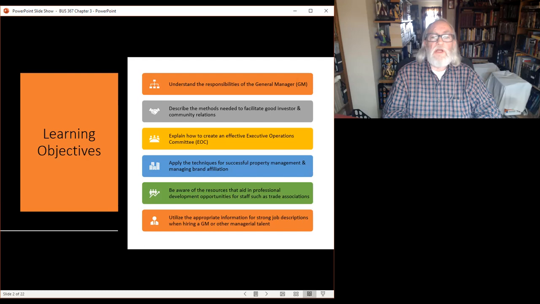Understand the responsibilities of the general manager, referred to generally as a GM. Describe the methods needed to facilitate good investor and community relationships, how to create an effective executive operations committee. Really, it's about the team. Apply the techniques of property management and managing your brand affiliation. Know something about what resources are at your disposal for professional development, because you do want to do the same thing you do in other industries, and that is give career development to your staff. In this case, it mentions trade associations. And then finally, understand how to utilize the appropriate information to build strong job descriptions when you're hiring a GM or the talent a GM him or herself would need for their particular team.